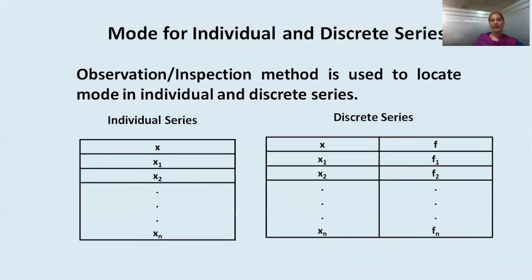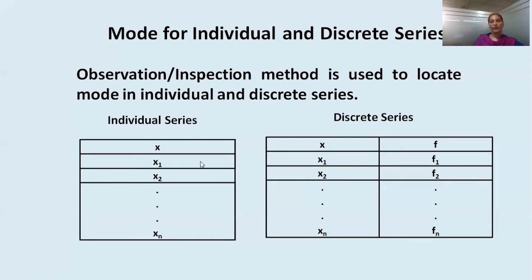Now how can we find mode for individual and discrete series? To find mode for individual and discrete series, we have to adopt the observation method or the inspection method. An individual series is one where we have only observations. When we have observations along with frequencies, that is a discrete series. In these two cases we only need to use the observation method to get the value of mode.